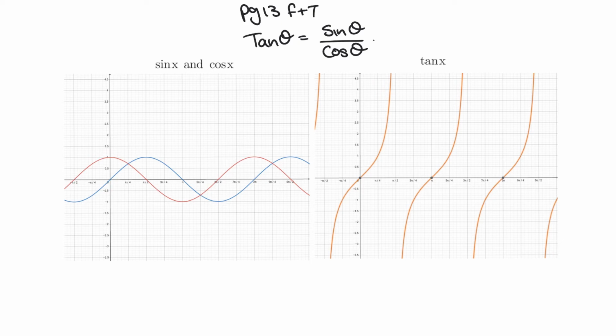So the first thing we need to think about is that anywhere where the denominator of this formula is equal to 0 is going to be undefined. Okay, if you have something divided by 0, that is undefined. And so we need to look at our cos graph and find where is our cos graph equal to 0. So the cos graph here, you should be able to tell by looking at it which one is cos and which one is sine. Of course, cos must be the red graph because cos begins at 1.